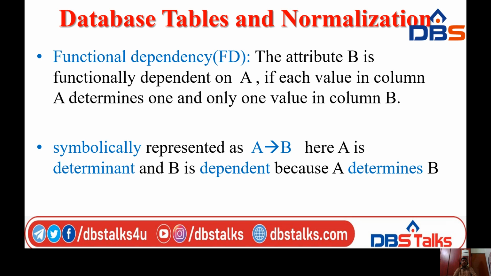It is symbolically represented as A arrow B. Here A is the determinant and B is the dependent because A determines B. This is about the functional dependency. It is a very useful and very important concept. Using these functional dependencies, we create different types of normal forms, starting from the second normal form and so on.